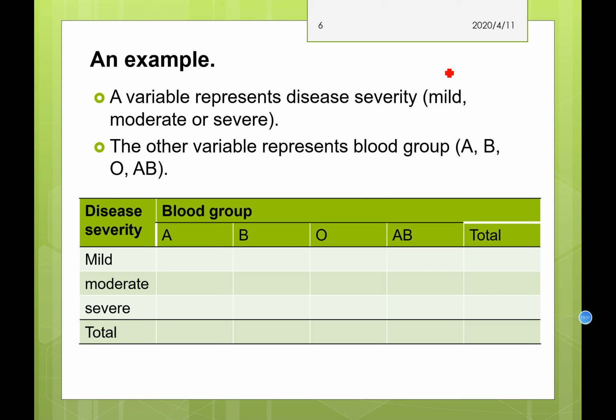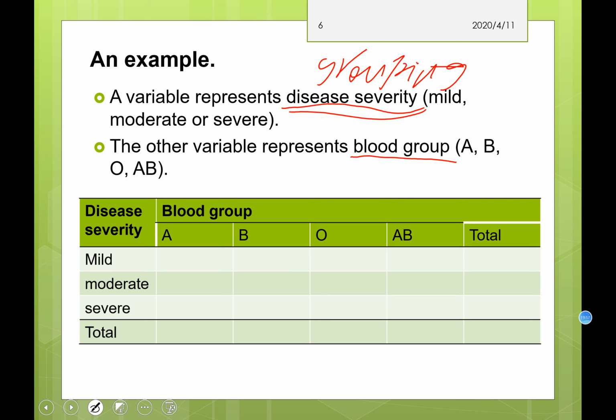So we will find that we can use the disease severity as the grouping variable, and we can use the blood type as the column variable. That means the disease severity should be located in the rows, and blood group will be listed in the columns. So there will be 3 groups and 4 levels. So this should be a 3 times 4 contingency table.